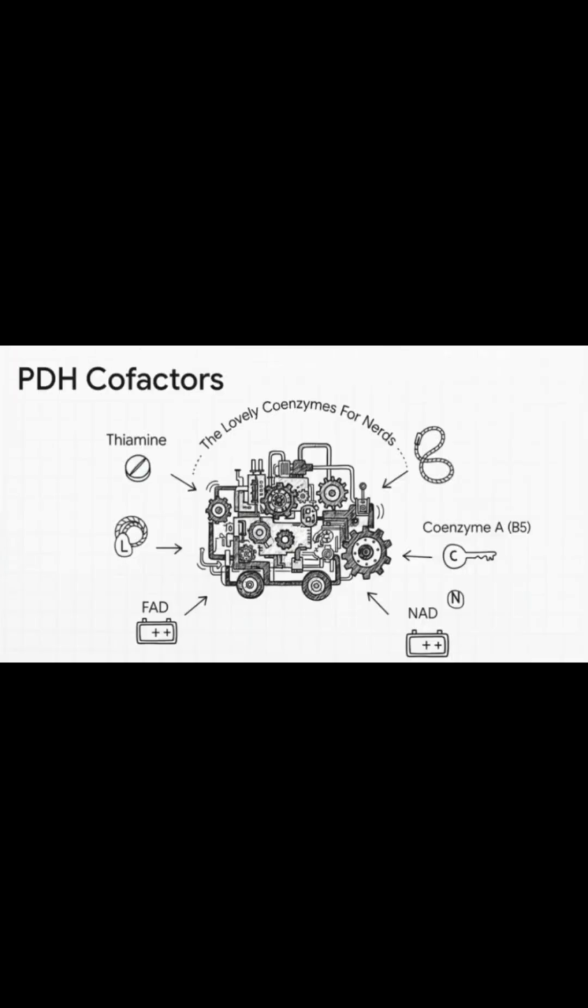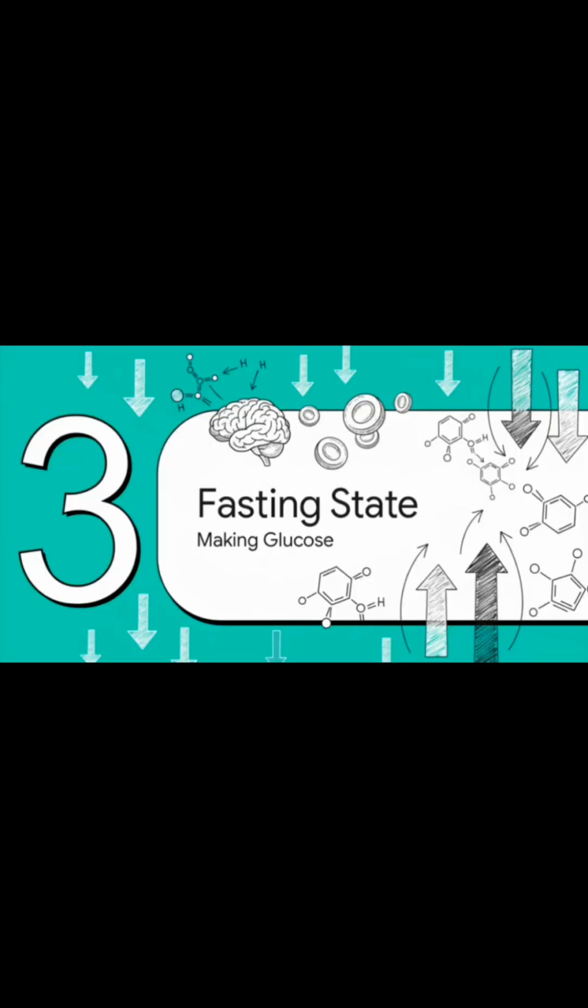The boards love to test cofactors, right? Well, PDH needs 5 of them to work. And this mnemonic is a gift. The lovely coenzymes for nerds. That's thiamine, lipoic acid, coenzyme A, FAD, and NAD. And here's a pro tip for you. These are the exact same 5 cofactors that alpha-ketoglutarate dehydrogenase needs in the TCA cycle. That's 2 for the price of 1. Super high yield.